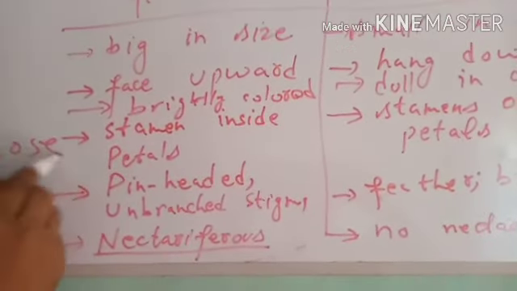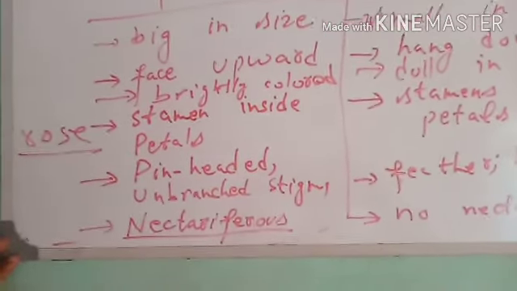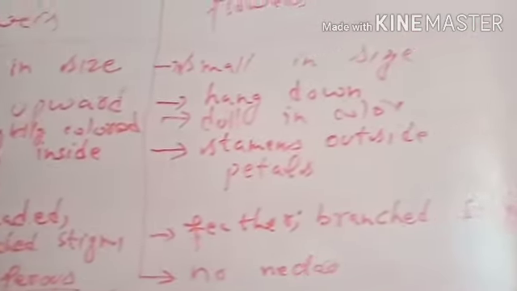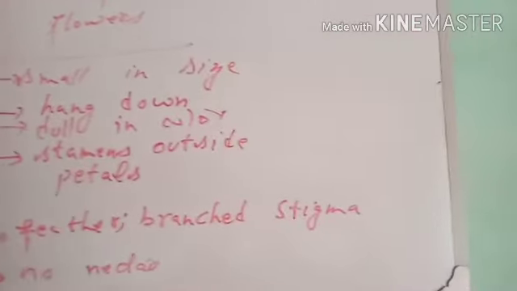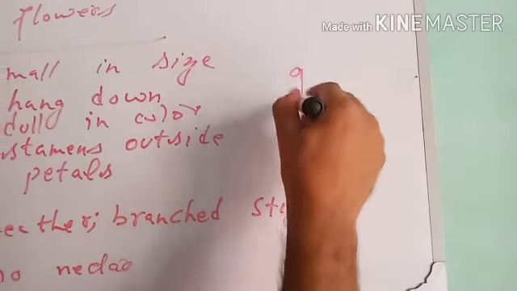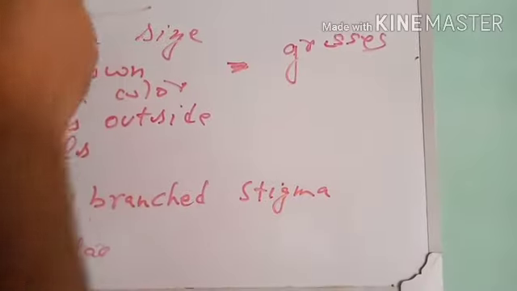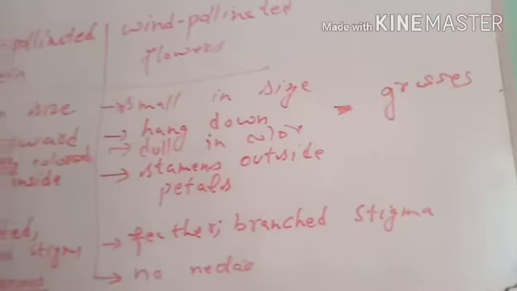The example is rose, sunflower, wallflower, etc. And wind-pollinated flowers are also not less common. Many types of grasses produce wind-pollinated flowers.